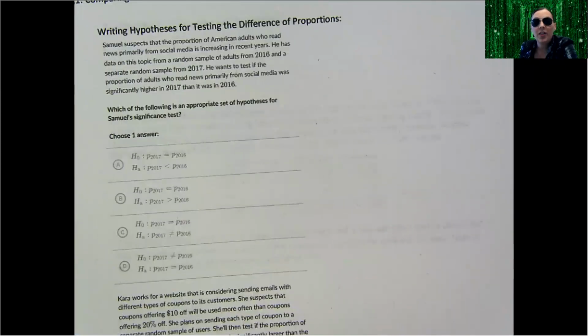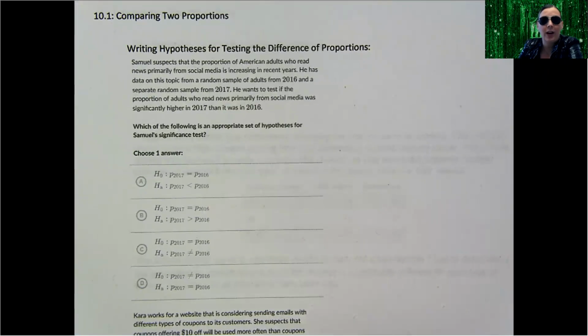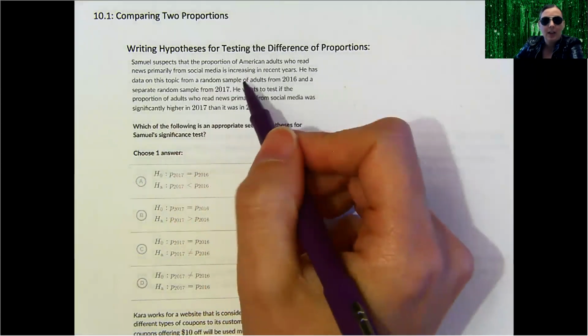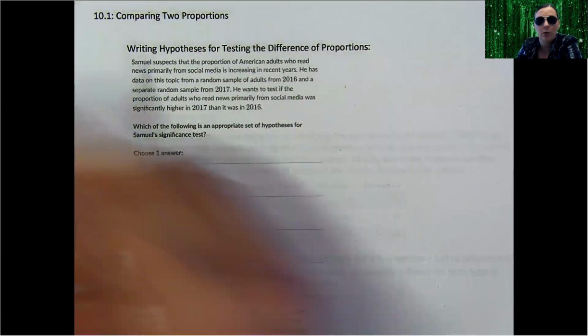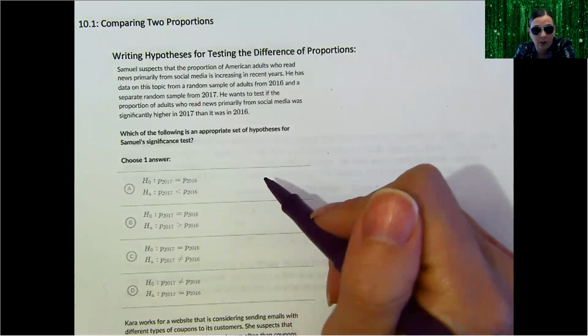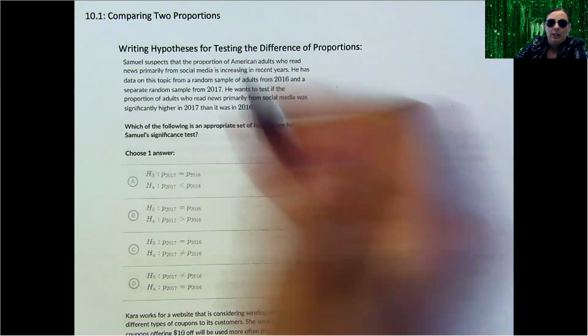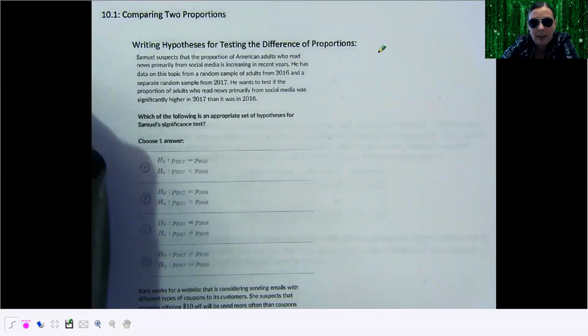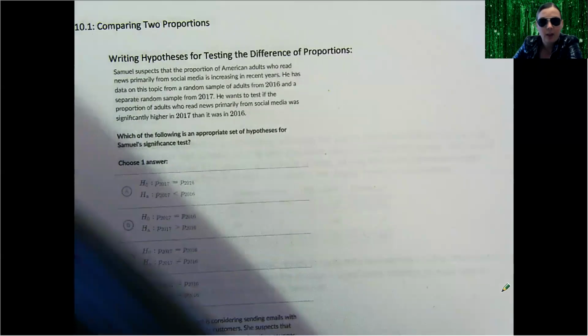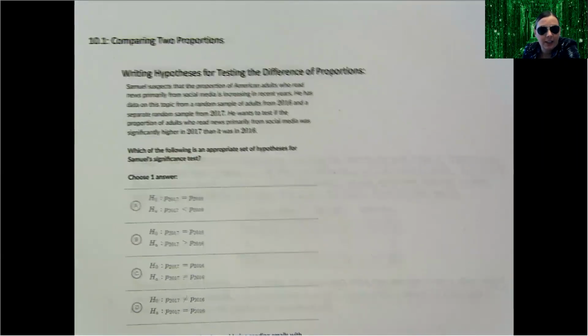Now we're getting into the new stuff, right? We want to write hypotheses for these. Hypothesis testing, we know from one sample proportions last week. So let's see here. Getting things ready for my matrix. We are ready. We've got Samuel.